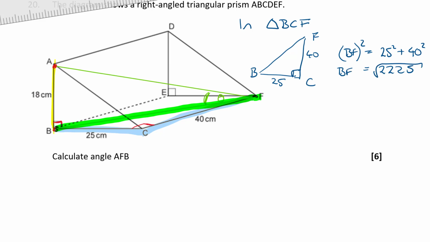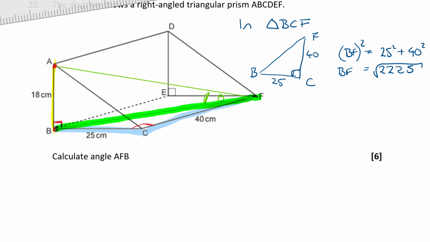So root answer comes out to be 5 root 89. I'm just going to write it down like that for now. In fact, I might just leave it as that, because I'm going to be using it in the second calculation anyway. And if I work it out and write it down as a decimal, I'm going to be losing accuracy. Whereas if I leave it as root 2225, I retain all the accuracy. It's an exact answer. So it's better to use that one.